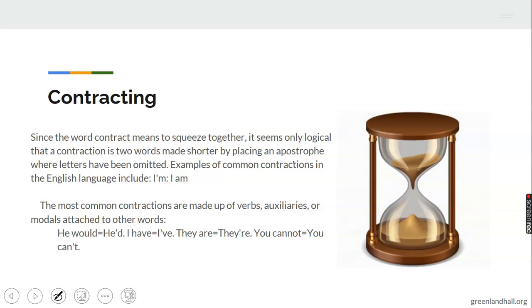Since the word contract means to squeeze together, take note of that. You know we talk about joining two words, combining them. It also means to squeeze them together as one. Now, since contract means to squeeze together, it seems only logical that a contraction is two words made shorter by placing an apostrophe where letters have been omitted.